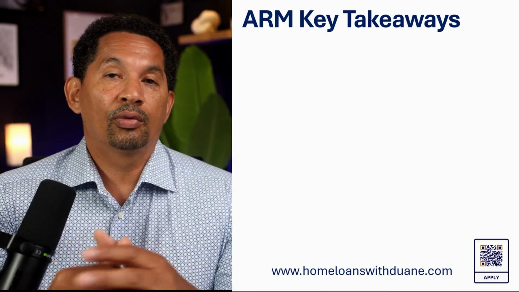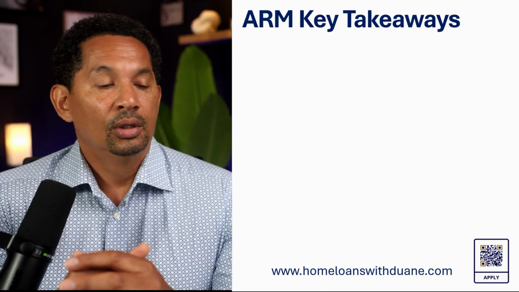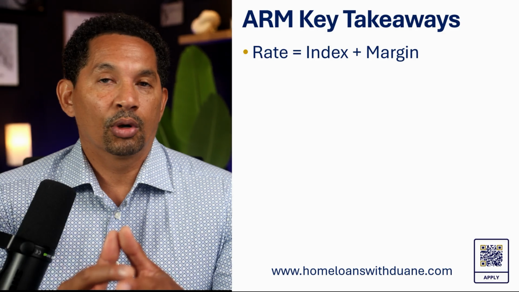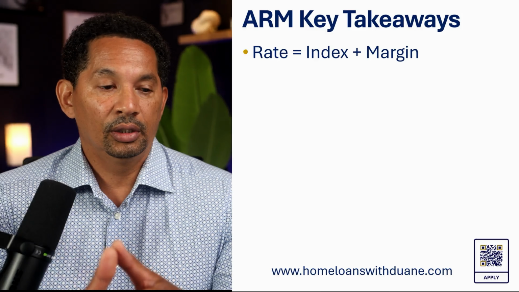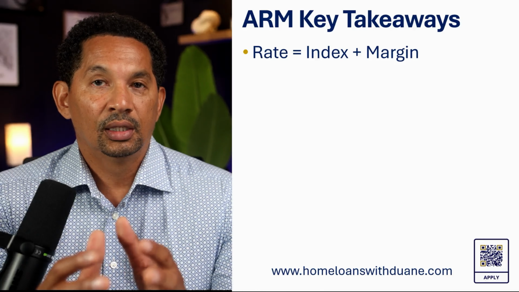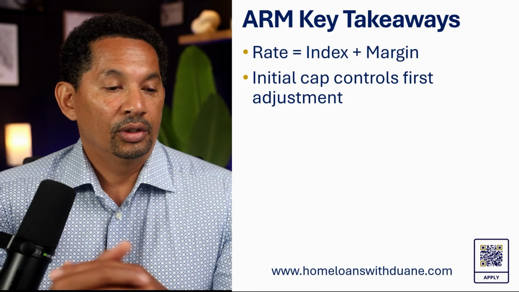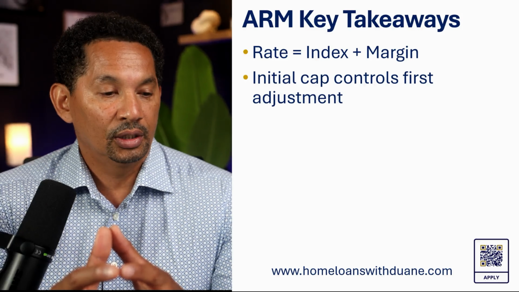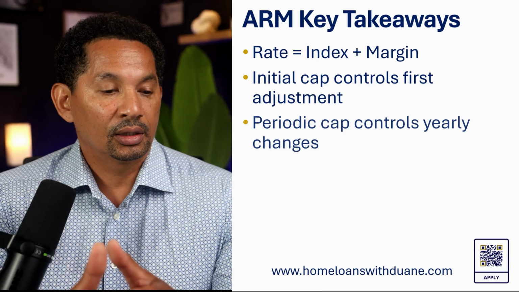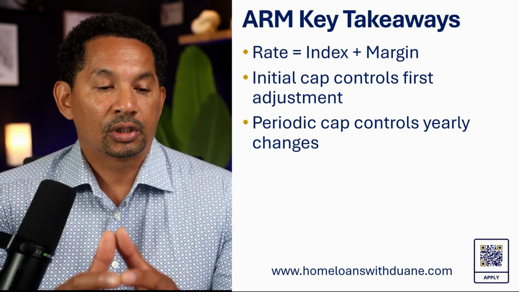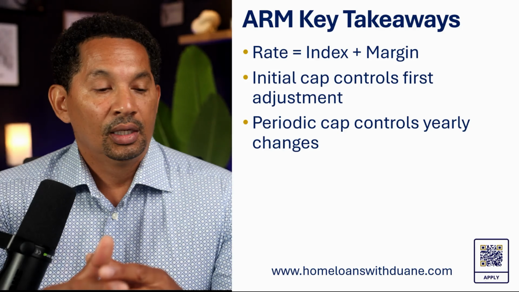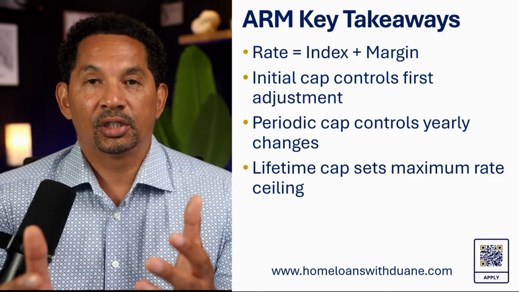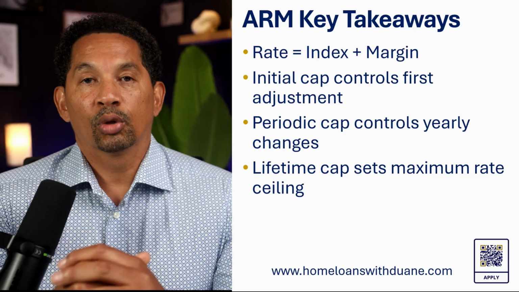Now let's go back over some of the things we just discussed. So the interest rate is the index plus the margin. And again, the margin never changes. That's set by the lender. It's the index that changes, not the margin. Now, the initial cap controls the first adjustment. So you know that was at 2%. Then we have our periodic cap, which controls the yearly change. And then we have the lifetime cap, which sets the maximum ceiling rate on the adjustable rate mortgage.